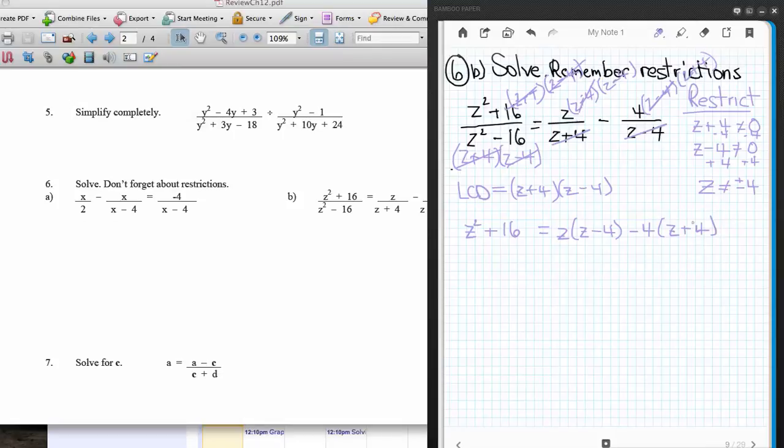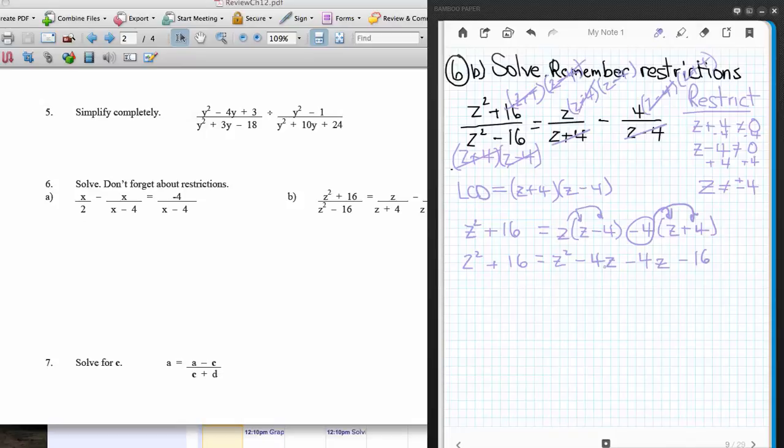Now the next step I need to do is expand out this right-hand side so I can see what I have. So I'll distribute here and here. So now I have z squared plus 16, and that's equal to z squared minus 4z, and then I'm going to distribute the negative 4 through here, so negative 4z, and then a negative and a positive make a negative, and that's a 16.